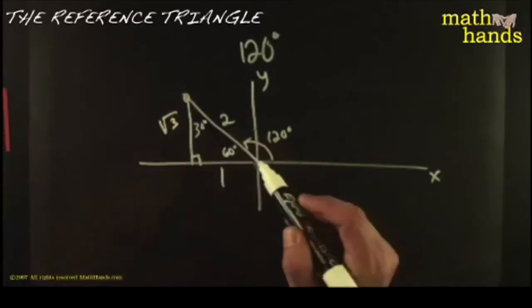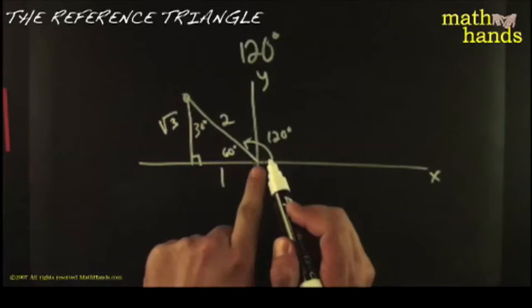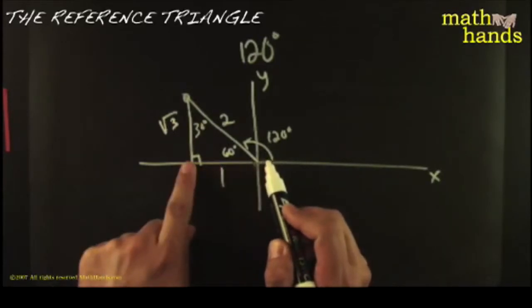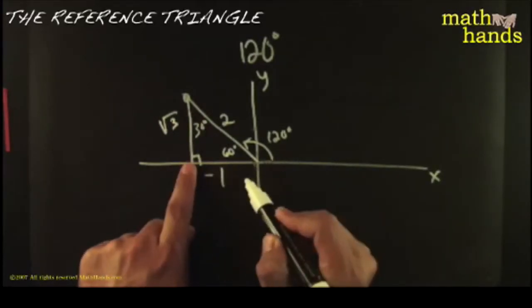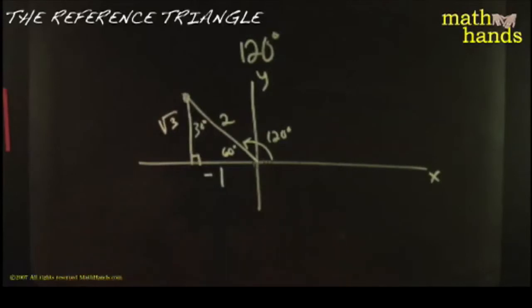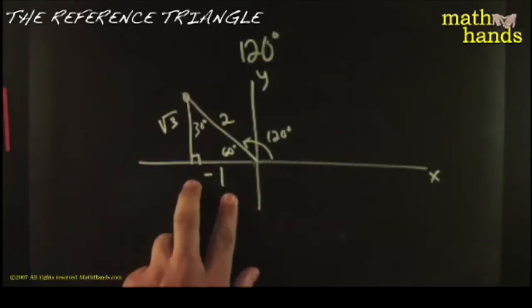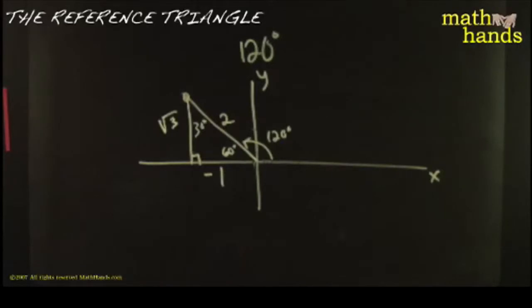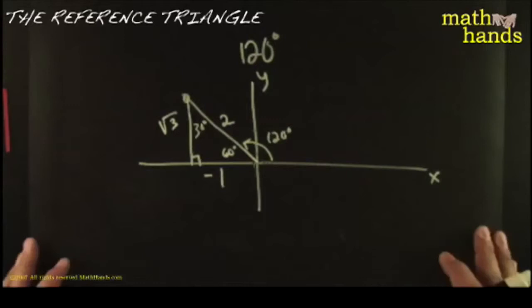And then we label the sides and include the signs. If you're going left, that's negative. If you go up, that's positive. So there you go. That's the sides being labeled, including the sign. That was so fun. We're going to try it again.